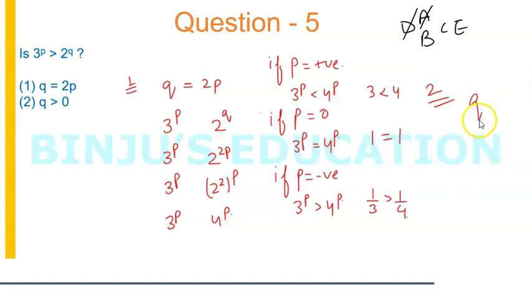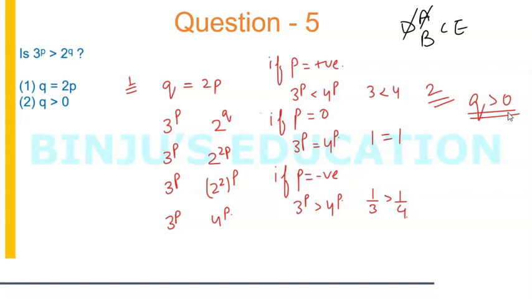Second statement says that Q is greater than 0. Simply saying Q is greater than 0, do you know anything about P? No, you don't know that. What if P is 0? What if P is negative? What if P is positive? All three possibilities are there.